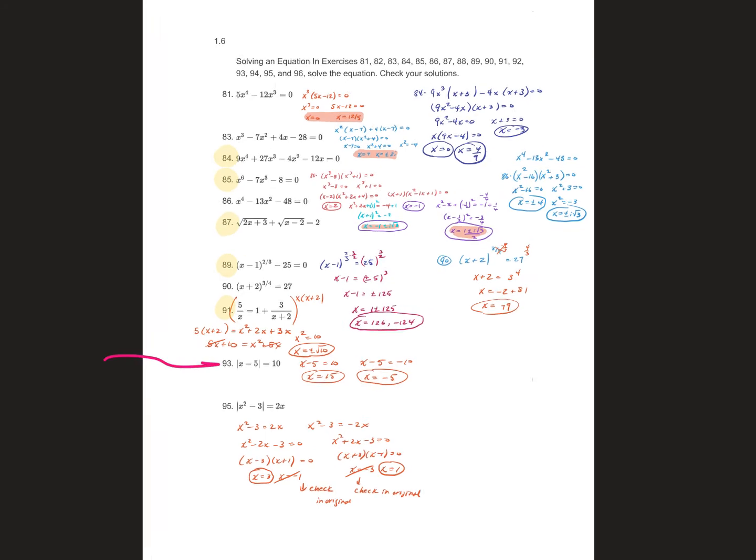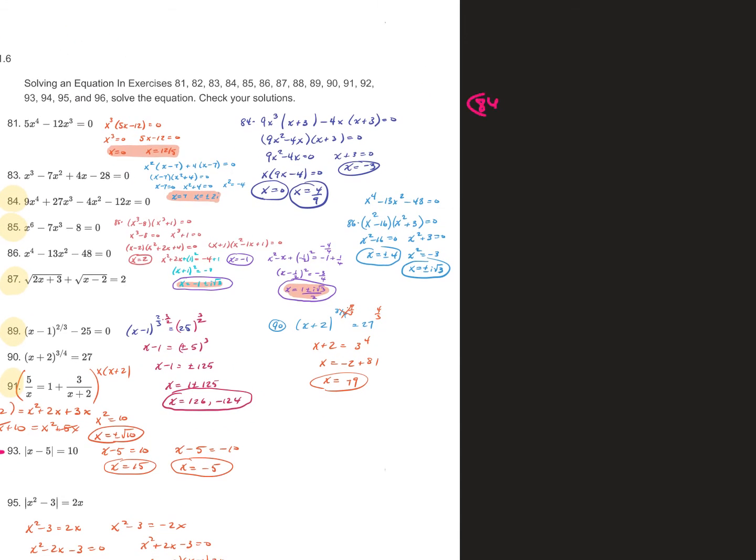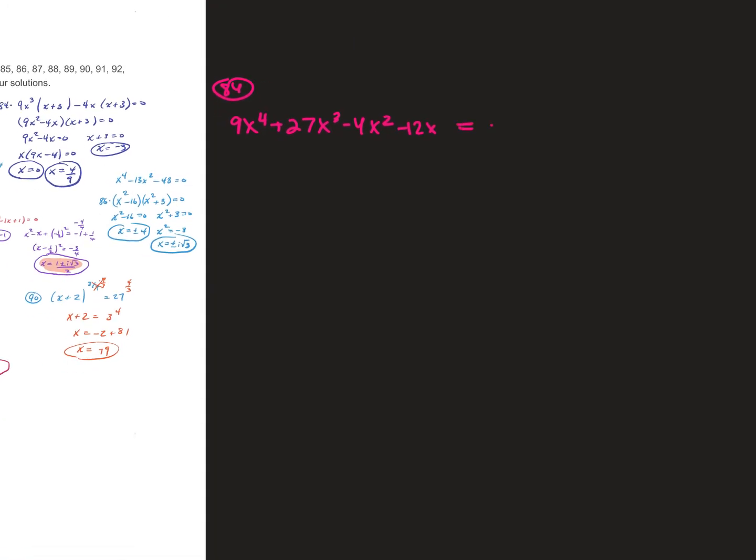All right, so 84, I'm going to work them out on the side. Okay, it has 4 terms, so I would try to factor by grouping. I can take out a 9x to the third, and I get x plus 3. Take out a negative 4x, and I get positive x plus 3.